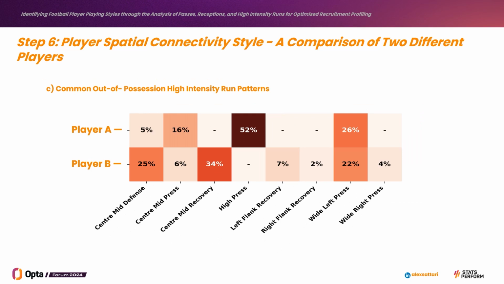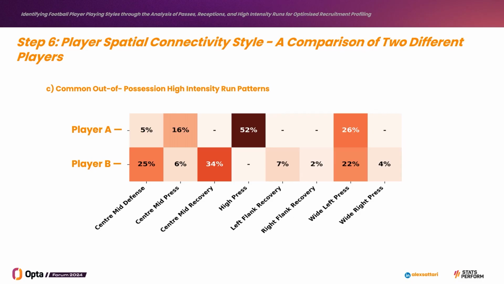And here, let's look at their out of possession high intensity runs. This shows their defensive behavior, and it's consistent with what we know so far about both of them. So player B, most of his runs are all about the recovery run. If you look at the press, for example, high press, he has 0%. Wide left press, he has 22%, and wide right press has 4%. But he's mostly focusing on the defense.